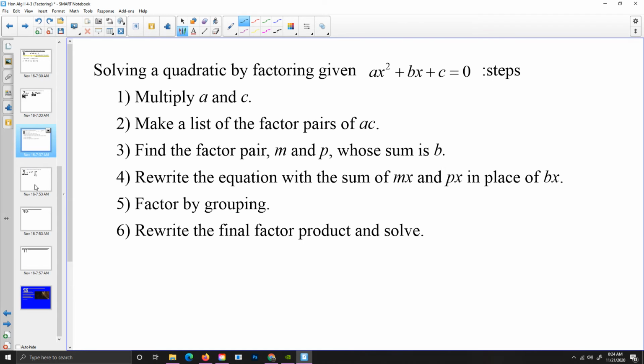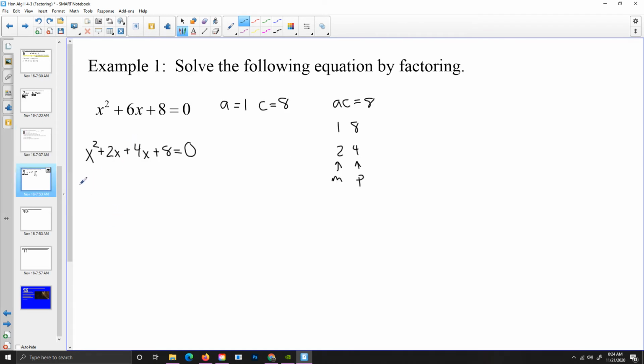So what we're going to do is put groups around this. We're going to group these two, and we're going to group these two. And now to finish the factoring by grouping, we're going to do a GCF from each of these two groups. The first one has a GCF of x. And so we'll have x plus 2 here, and then the second group has a factor of 4. So I'm going to factor out a 4 here, and I'll have x plus 2.